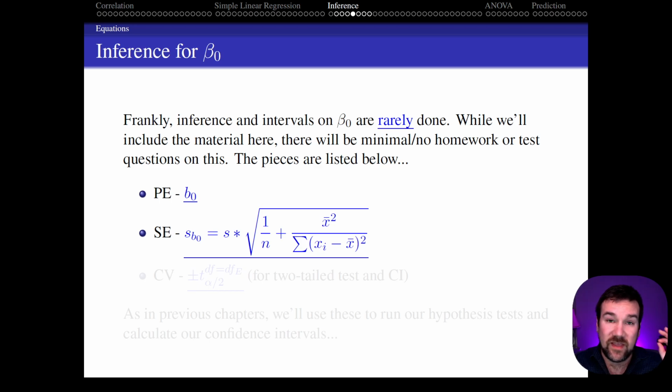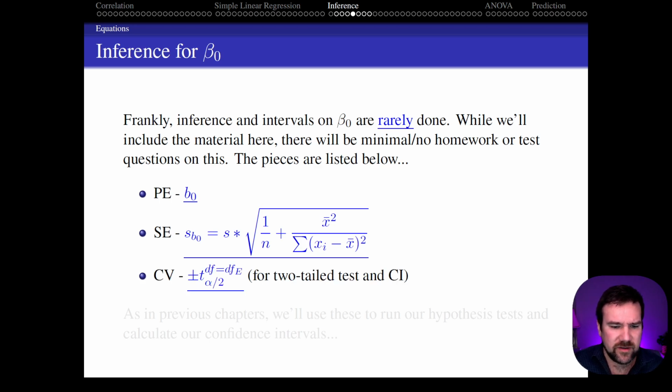Notice that this is S, the previous value, that square root of the MSE that I said was going to be important. That's the starting place. I take that value S, and then I multiply it by the square root of 1 over n plus x bar, that's the mean of all the x values, squared, divided by the sum of x minus x bar quantity squared. So we already have that denominator from our previous calculations, but I don't think we found x bar squared yet.